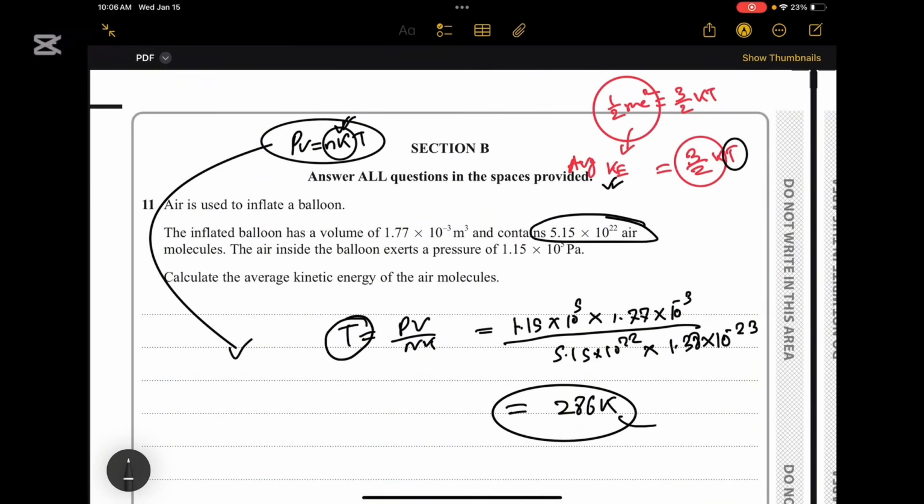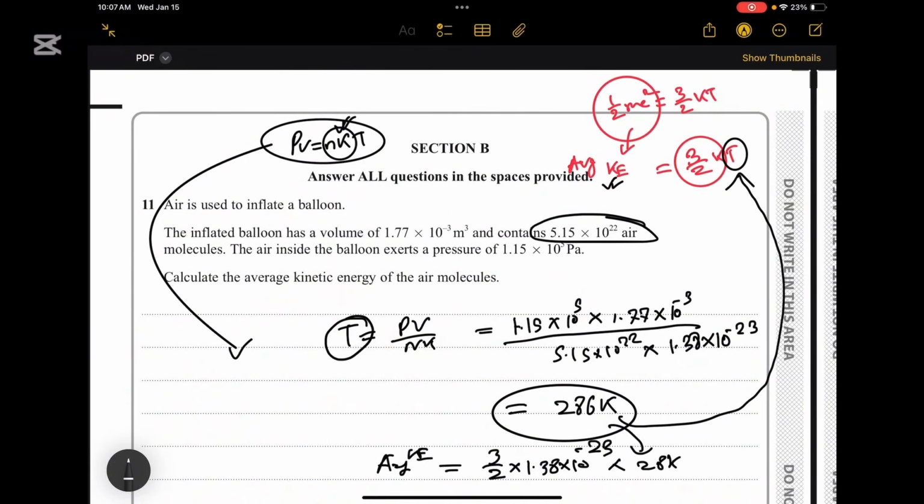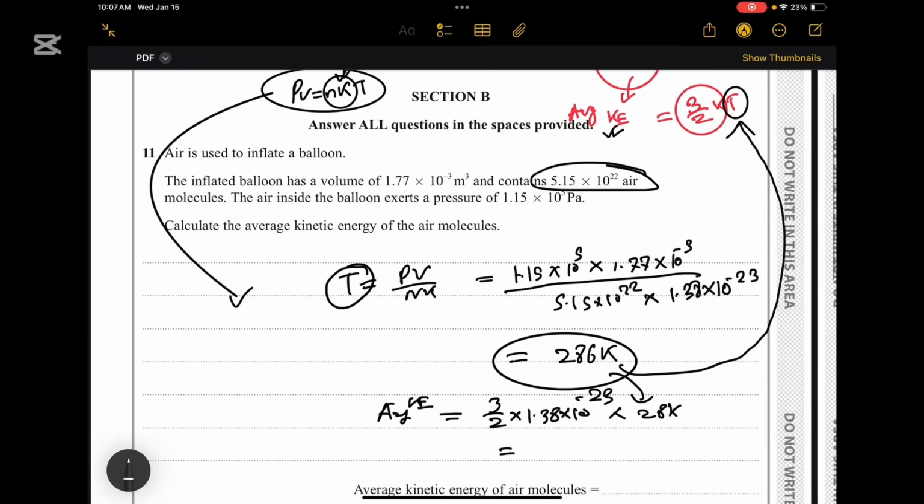Now we can use this temperature value to put right here to get the average kinetic energy. So 3 by 2 into k, which is 1.38 into 10 to the power minus 23, into this 266 Kelvin will give us our average kinetic energy. So the average kinetic energy will be 5.93 into 10 to the power minus 21. So now we are done with this question as well.